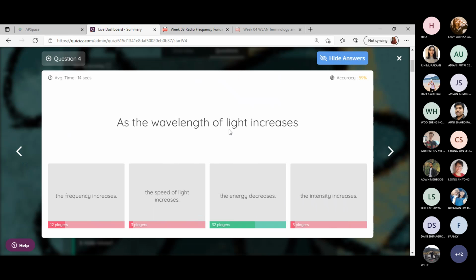As the wavelength of light increases, wavelength of light means if it's increased, the high wavelength, all right? So what is it? Of course, the energy will decrease because when it travels far, the signal will decrease, the frequency will decrease, energy will decrease, all right? You cannot say when it travels far, frequency still increases. No, all right? But the majority of you got it right. Very good.